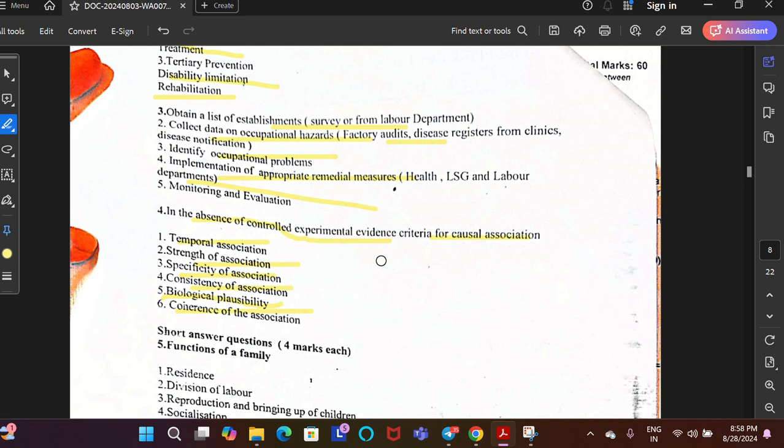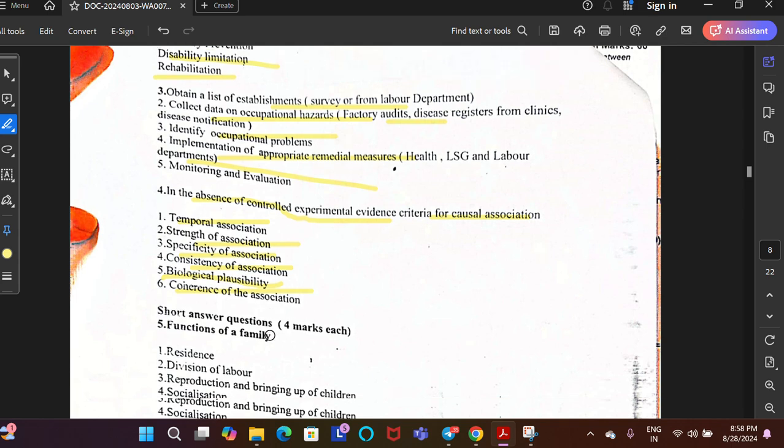So, in the absence of experimental evidence, the criteria for causal association: look for temporal association, the strength of the association, specificity of the association, consistency of the association, biological possibility, and coherence of the association.